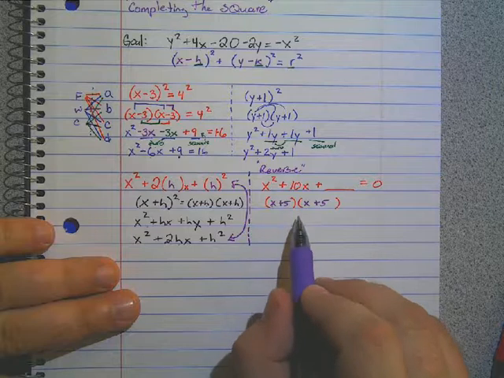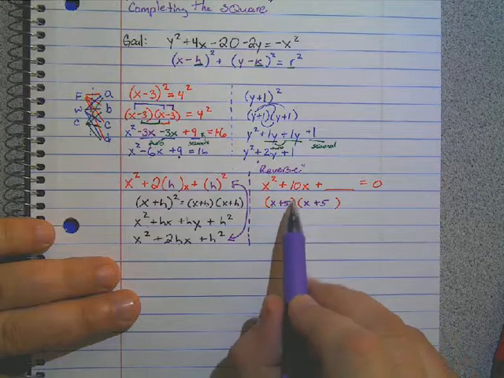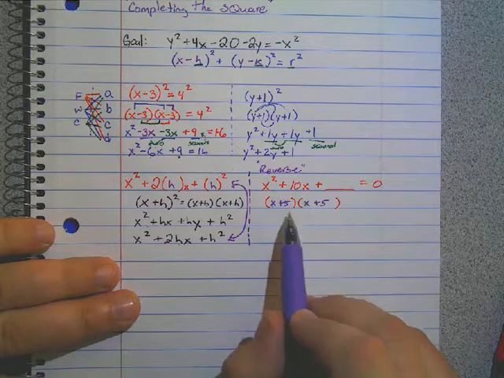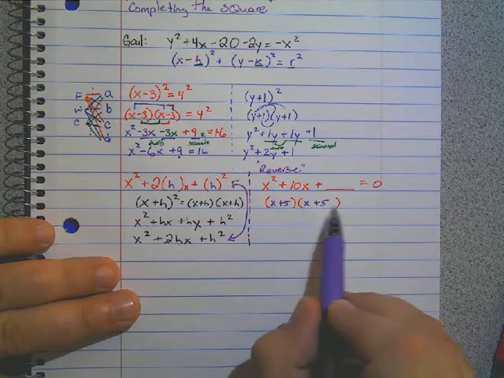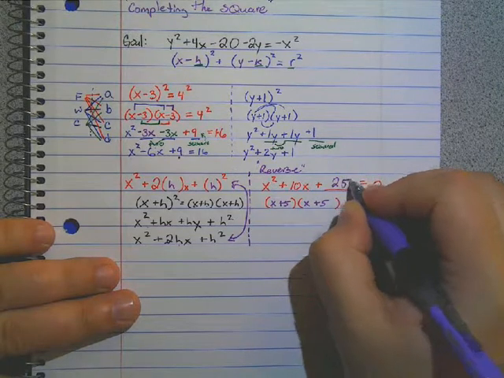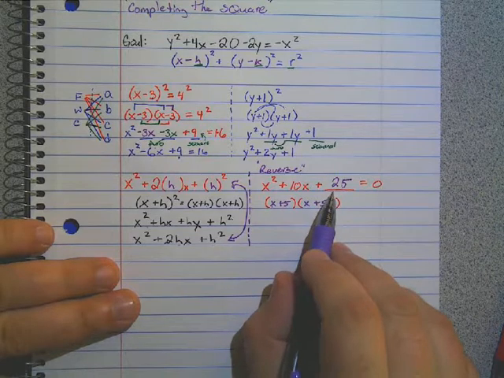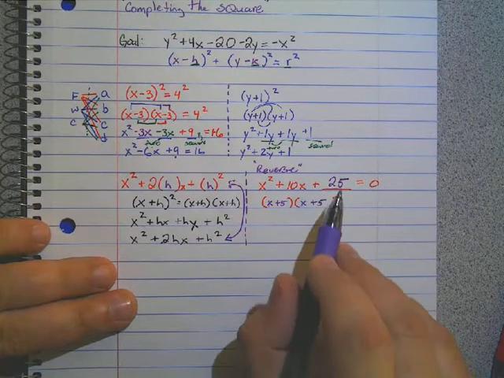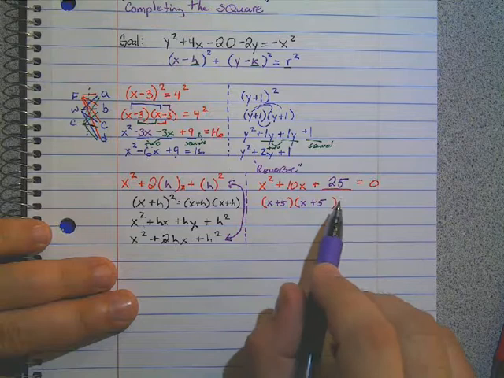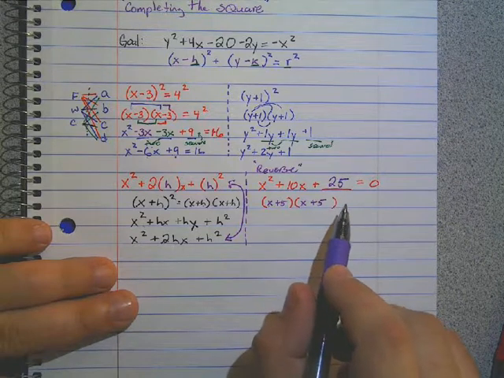Let's try this out. What's x times x? X squared. What's x times 5? And 5 times x? 5x. What happens when I add 5x plus 5x? I get the 10x. And then what is 5 times 5? That's what I needed to go there.